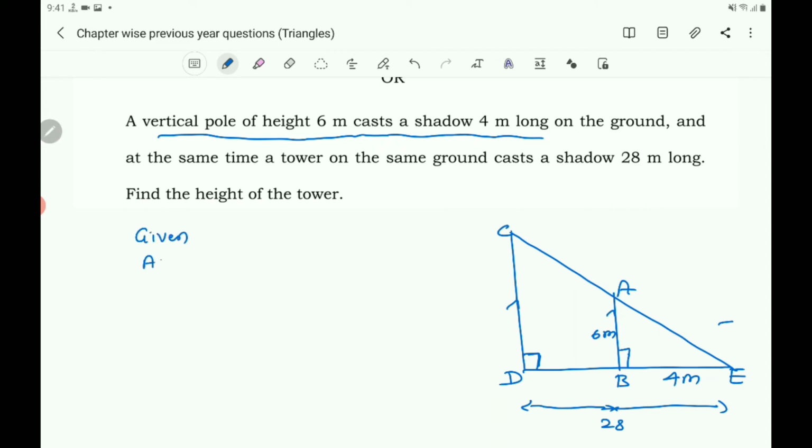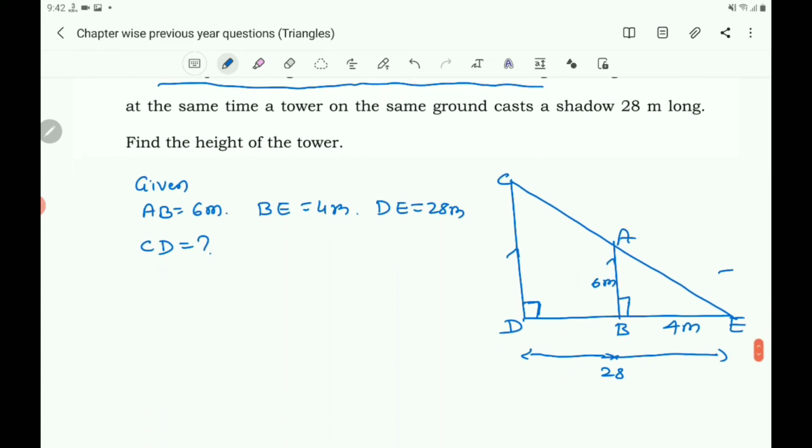Given AB is equal to 6 meter, BE is equal to 4 meter, and DE is equal to 28 meter. What do you have to find out? We have to find the height of the tower, CD equals question mark. Now you write here the triangles.